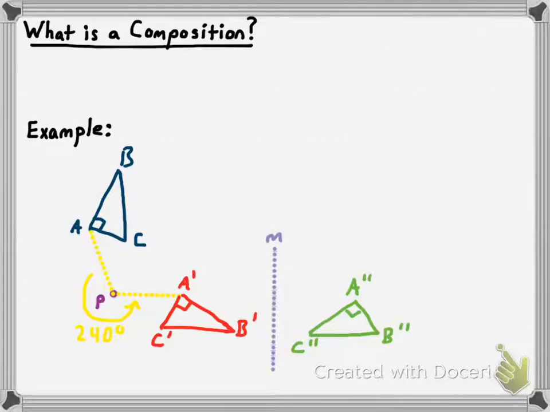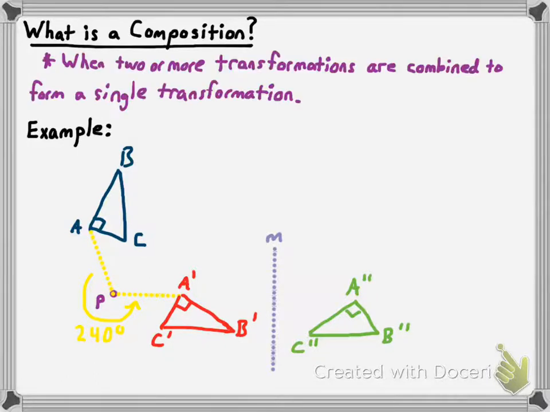Well, let's talk about what a composition is. I just kind of alluded to it a little bit, but let's be specific enough. A composition is when two or more transformations are combined to form a single transformation, as you see there. Now, what I'd like to do is show you a quick example of what I mean.